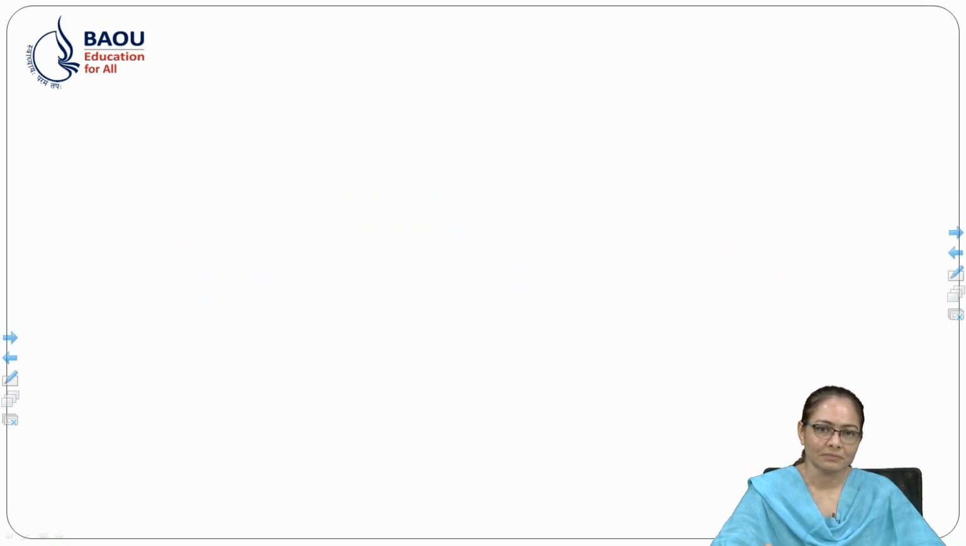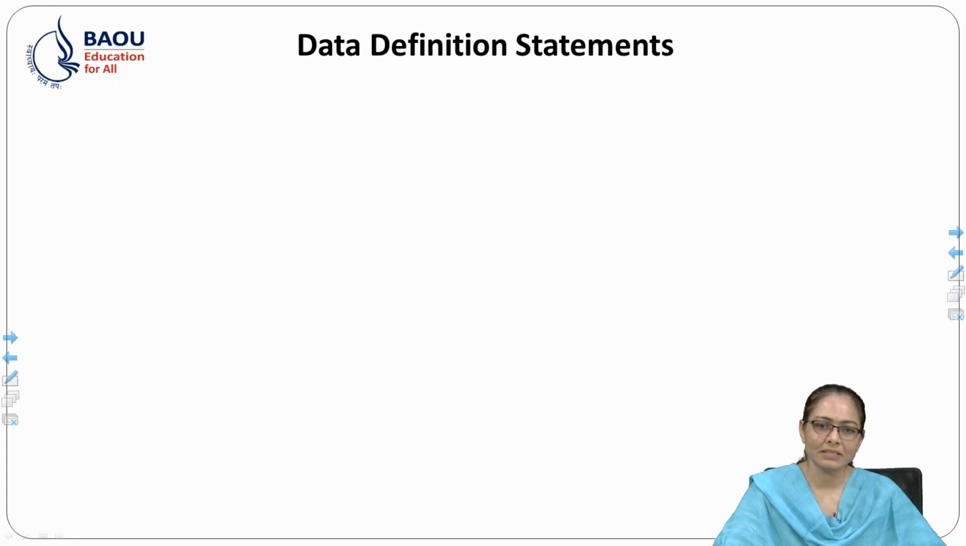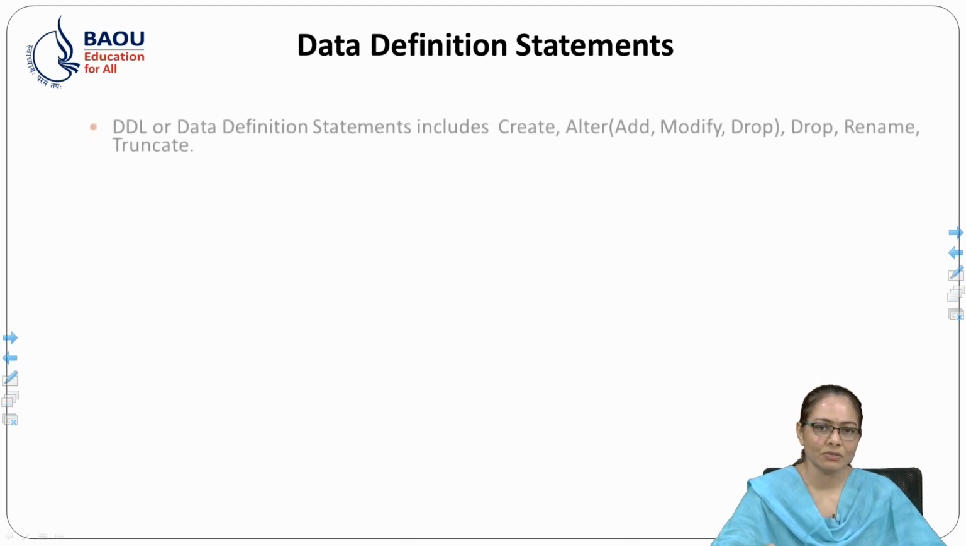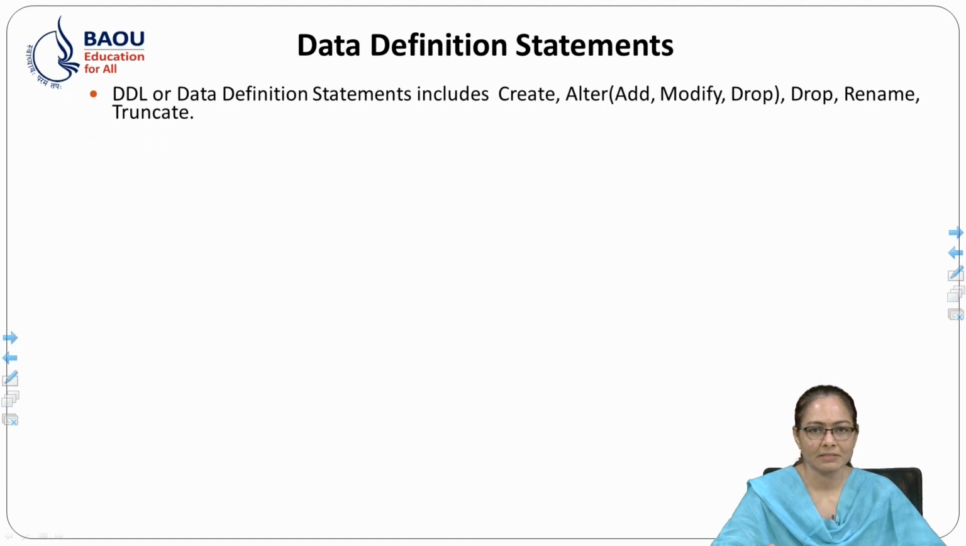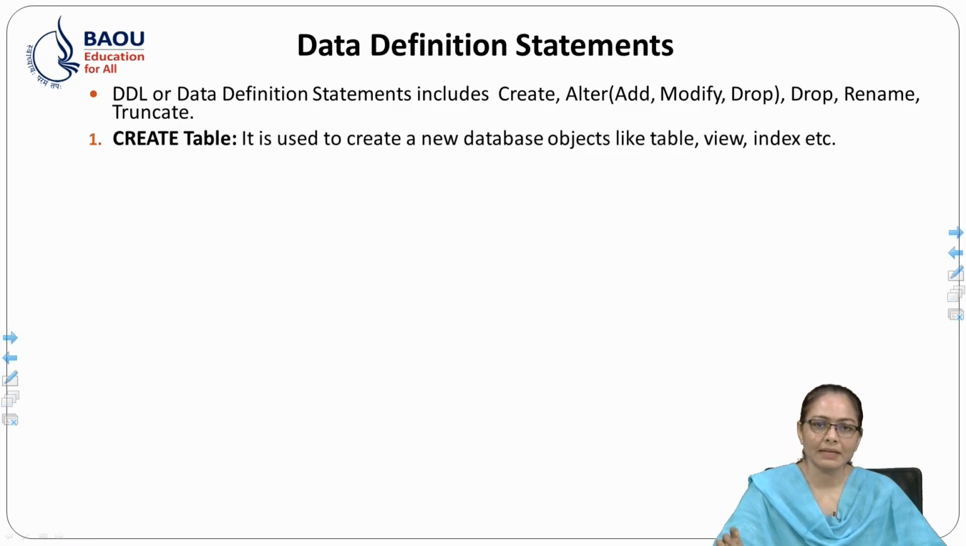Now, the next one is the data definition statements. The data definition statement of the SQL is used to create the different database objects. Object means tables, views, index, etc. and manage that object. It includes the structure related commands like create the table, alter with add columns, modify columns and drop the columns. Then drop the table commands, rename and truncate the commands.